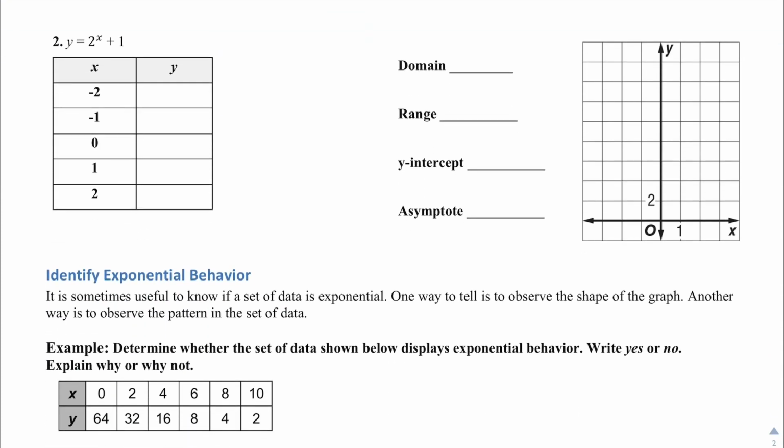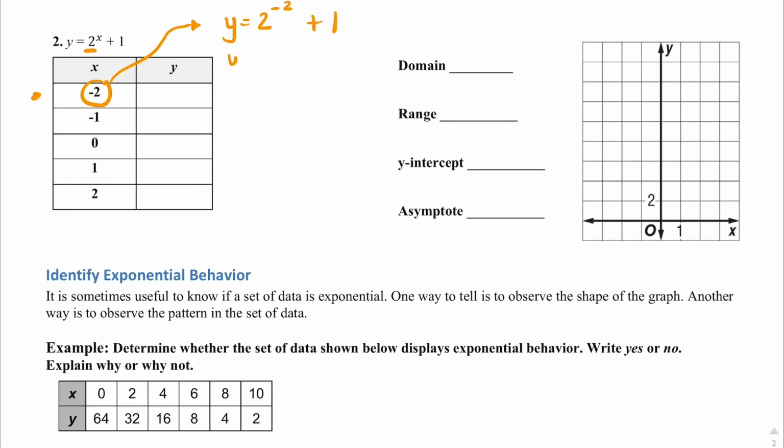Y is equal to 2 to the power of x plus 1. Have a quick look at the base. It's not a fraction, it's a whole number, so I know before I draw my graph that I should be drawing an increasing function. So the first value I have to substitute is negative 2. I'm just going to go over here to show my working. Y is equal to 2 to the power of negative 2, plus 1.